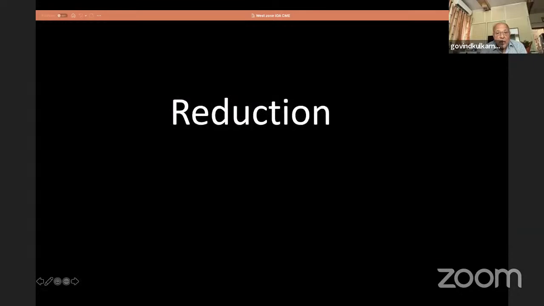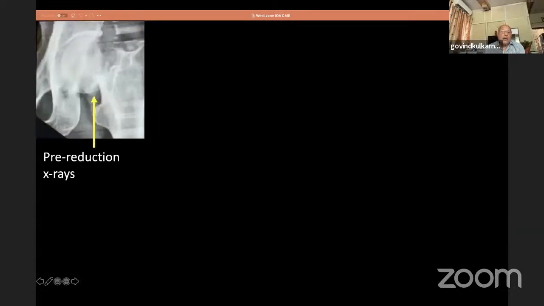Reduction, as I have told you, is very important. And we have developed a technique which has helped me a lot in reduction of fractures and reduced the incidence of open reduction. This is a pre-reduction X-ray.